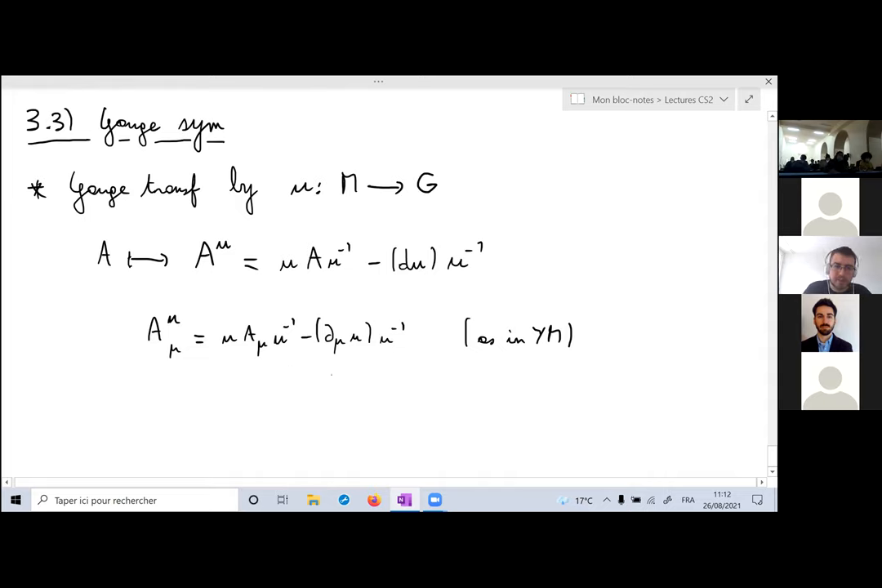And just as a remark, if G is abelian, and if we write U typically as exponential of lambda, what we find is, because U is abelian, the conjugation gives nothing. So A^U_mu, this part just gives A_mu again. And then this derivative term, I differentiate just an exponential, so I get plus d_mu lambda. And this is typically what you would get, for instance, in Maxwell, right? So it's the gauge transformation like in abelian gauge theories. But here we'll focus on non-abelian cases.